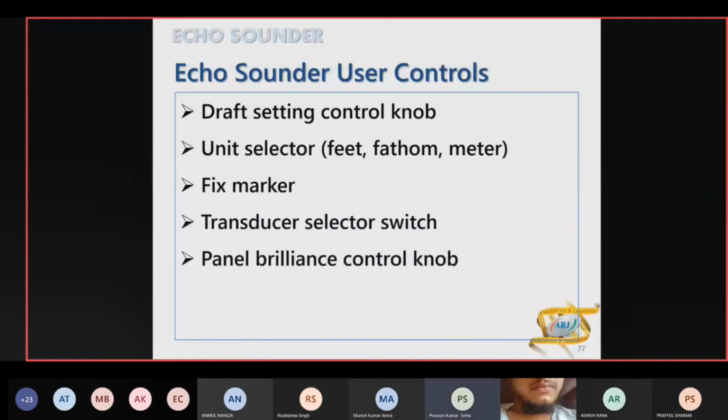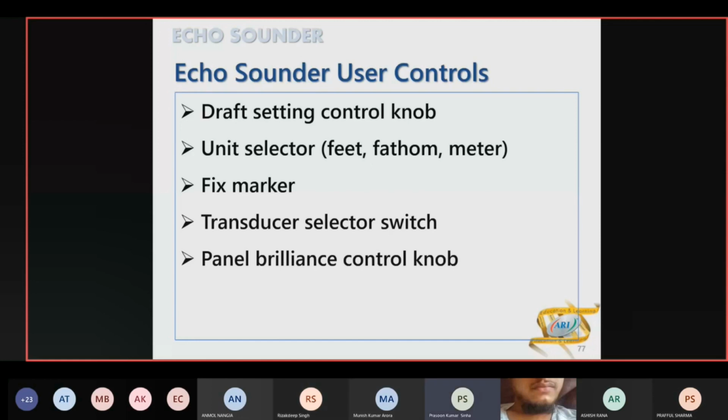You have this draft setting control knob. When you are trying to read the depth of the water, you of course must add your draft to the UKC. So there is this control provided so that you can input your draft setting into the echo sounder. The results will be shown together, I mean the UKC plus the draft. That recording will be shown on the echo sounder.